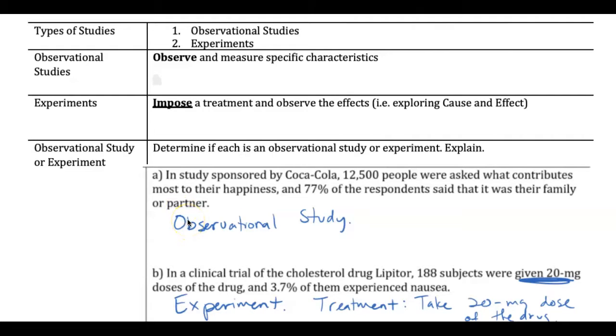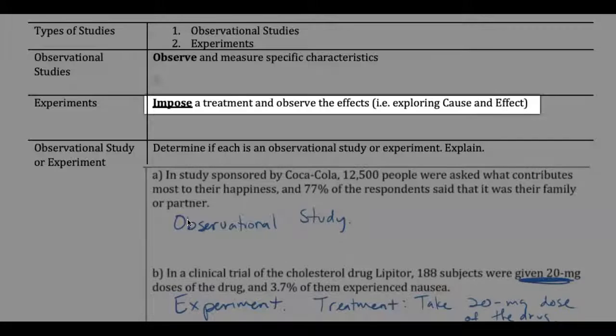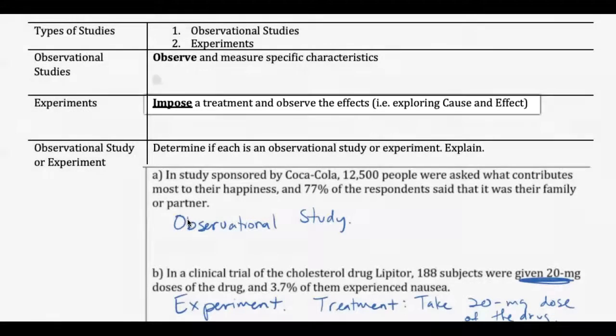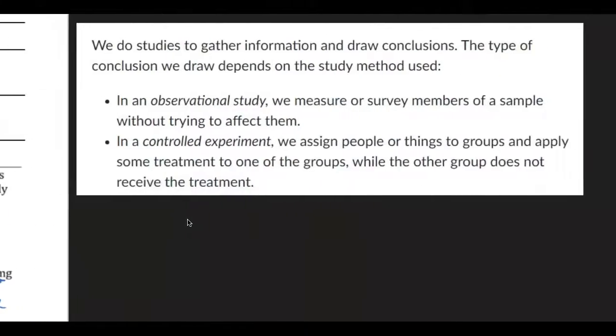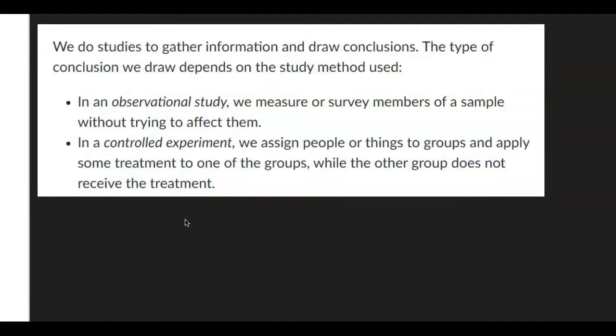In an observational study, we observe and measure specific characteristics. In an experiment, we impose a treatment and observe the effects. Here's some text that you may want to add onto your notes. We do studies, of course, to gather information and draw conclusions. And the type of conclusion we draw depends on the study method used. And that's where those two methods come into play.